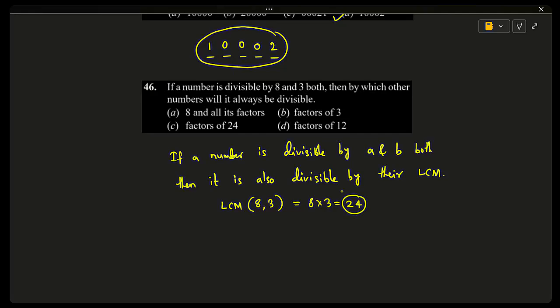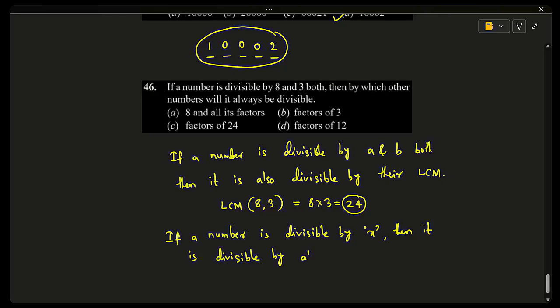On this side, one more statement also we know, that if a number is divisible by any number, let us say x, then it is divisible by all its factors. So here we understood that the number is divisible by 24, so it is divisible by all the factors of 24 also. So that is option C.